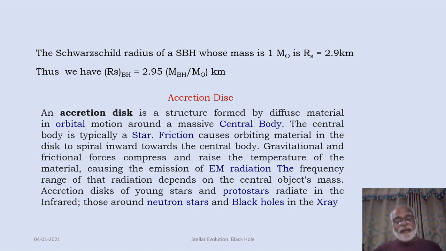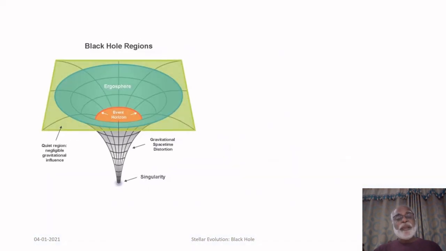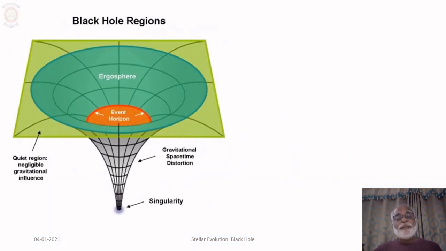We have actually detected the first black hole in a binary star system called Cygnus X-1, and this was detected by the X-rays that came from the accretion disk. So that's a stellar black hole. Now here are some pictures to help you visualize a black hole.